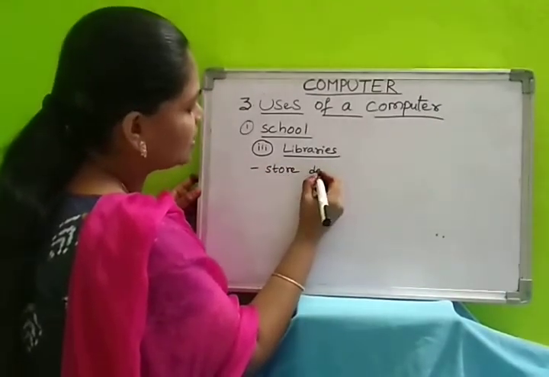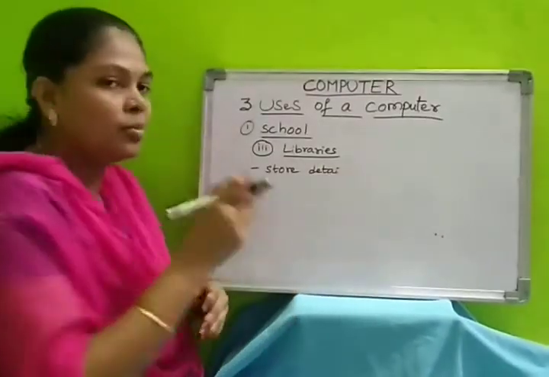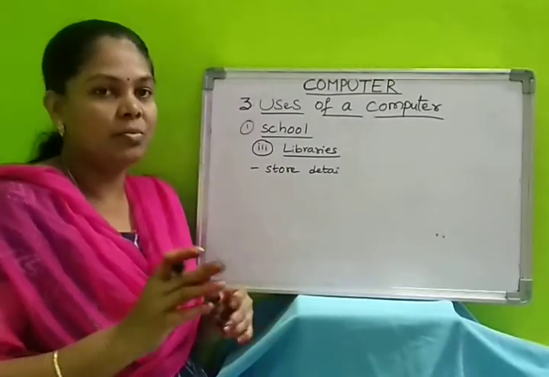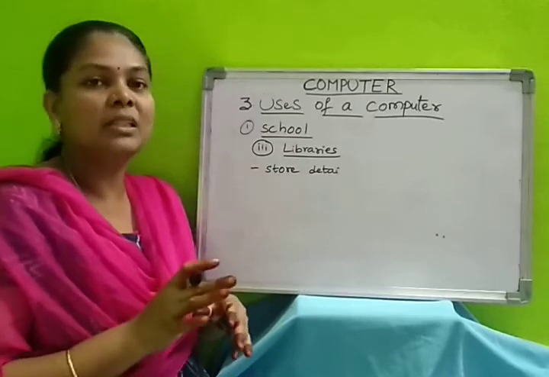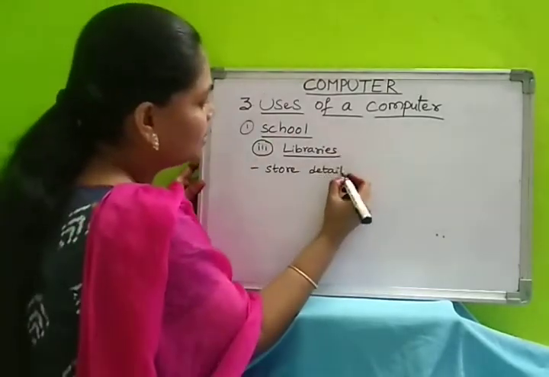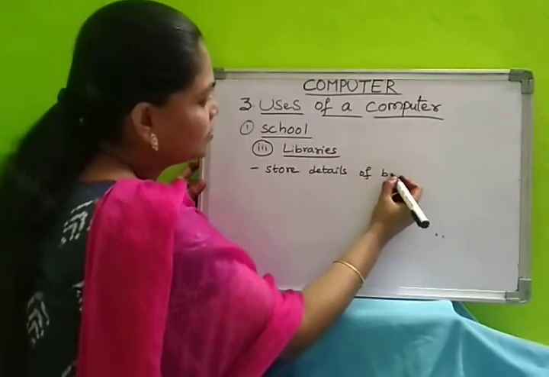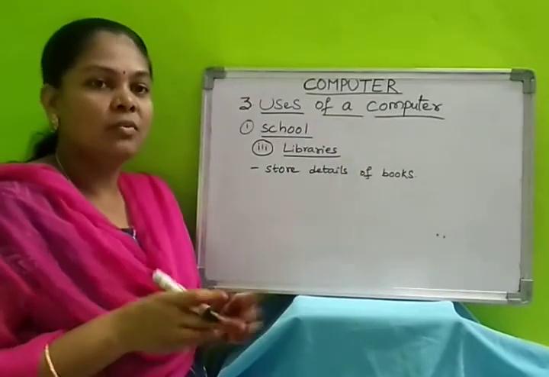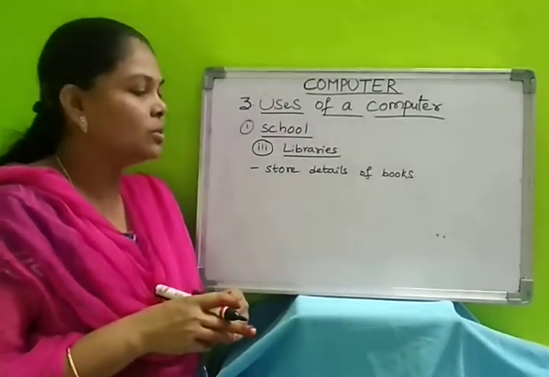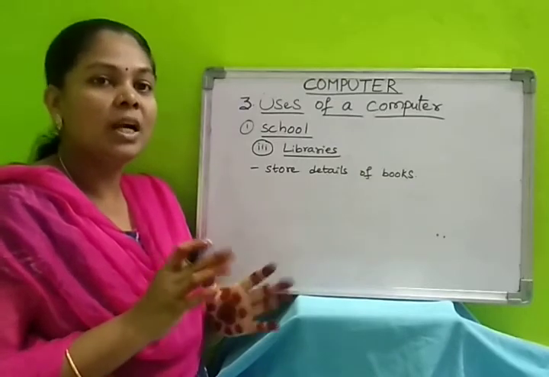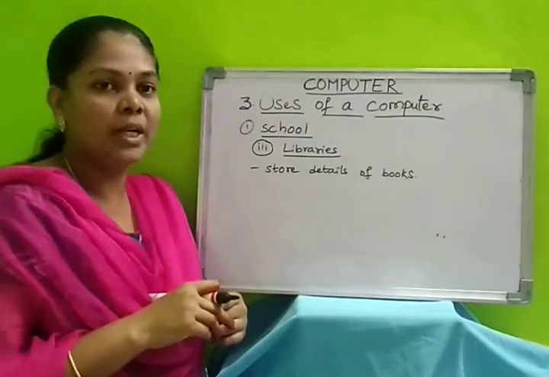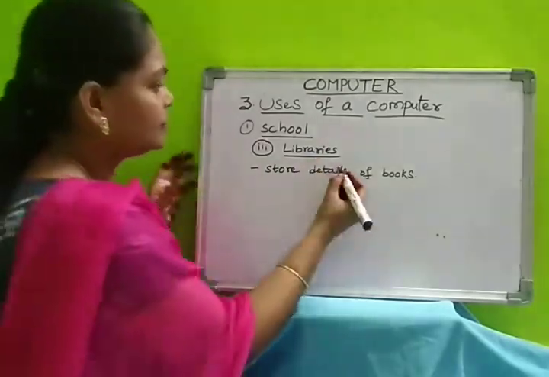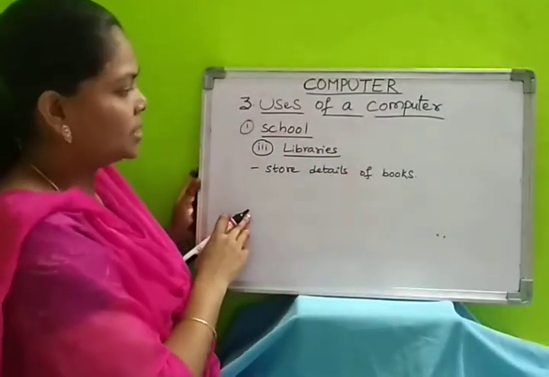Store details of books. That means what the book title is, who wrote it, what the subject is. They will type all of it in a computer and store it. What books they have, how many books for each subject, the different authors who wrote those books, the titles, the issue date, the published date. Okay, that is the use of a computer in school.